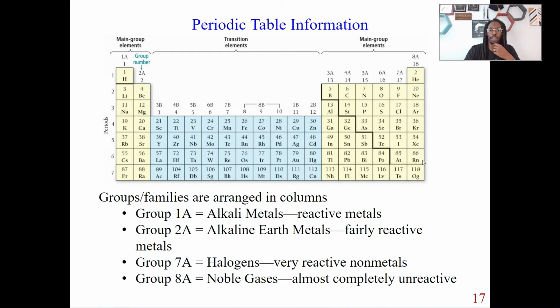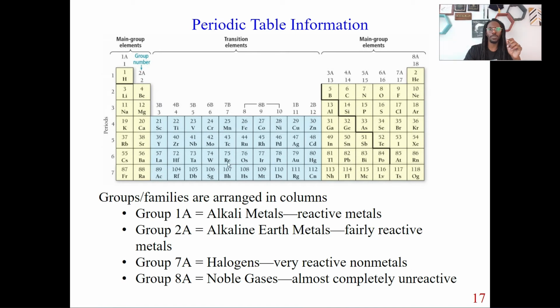And then we have group 8A. So these are all noble gases. These are basically very close to being unreactive for most of these. Neon, argon, etc. So the noble gases, they're not going to react with many things. Okay. So I'm just covering the main groups, 1A, 2A, 7A, 8A. And these are all things that have similar properties.